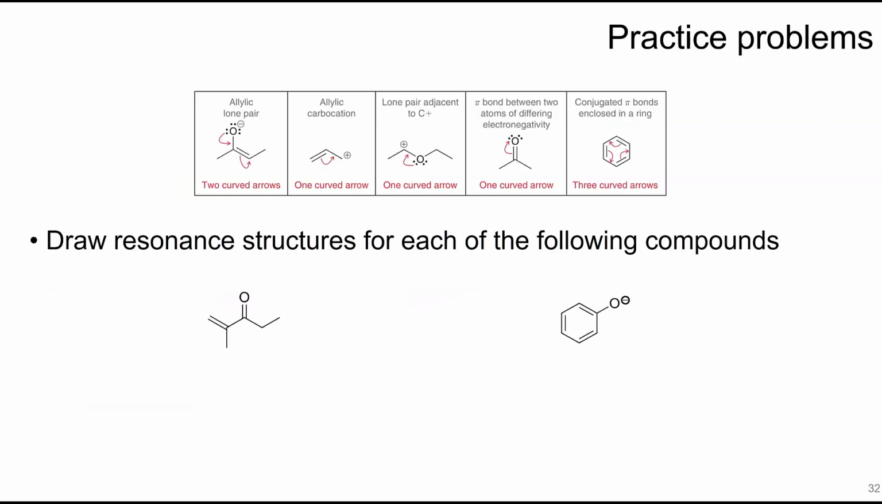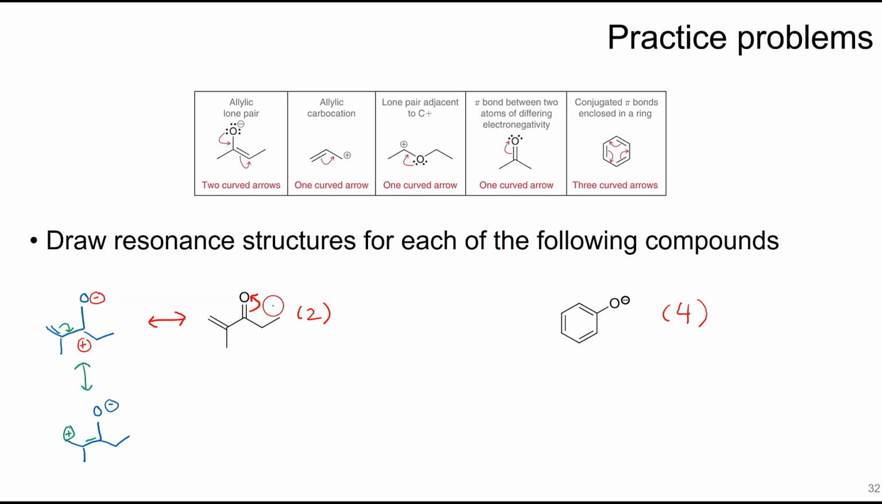Just to sum up, for an allylic lone pair, you end up drawing 2 curved arrows. Allylic carbocations have 1. A lone pair adjacent to a carbocation has 1 arrow. The 2 different ones here have 1 arrow, and this one has 3 curved arrows. So go ahead and try to draw resonance structures for each of the following compounds. This one has 2, if you can come up with 2, and this one has 4.